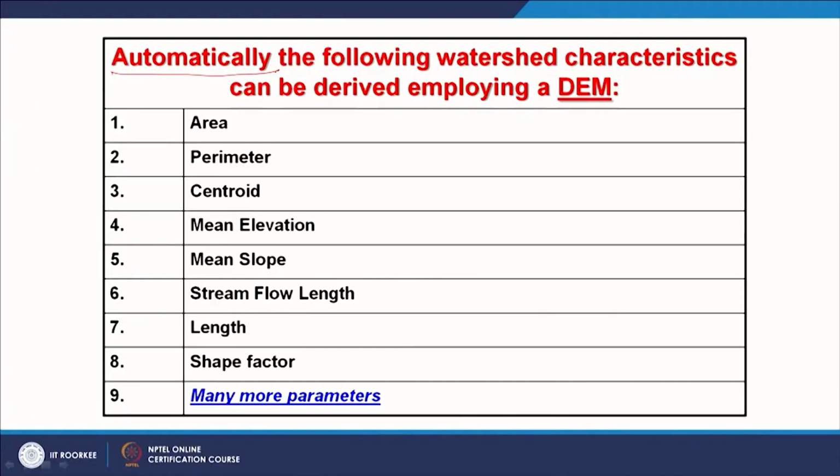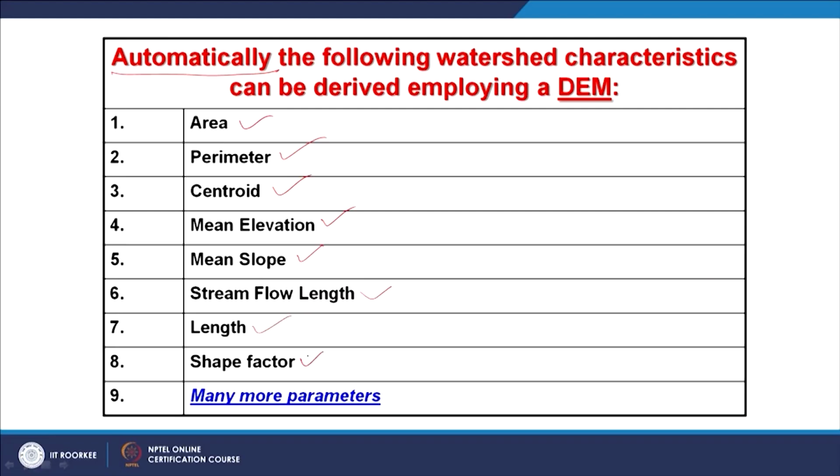So, automatically you can derive, for example, the area of the watershed, the perimeter of the watershed, and the centroid, because it is a polygon. So, you will get area, you will get centroid, also mean elevation, mean slope, highest elevation, lowest elevation, that is all going to be always the pour point, and then stream flow, stream length, shape factor.